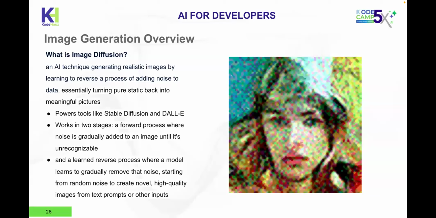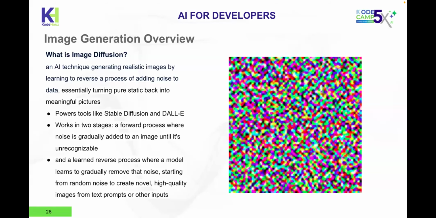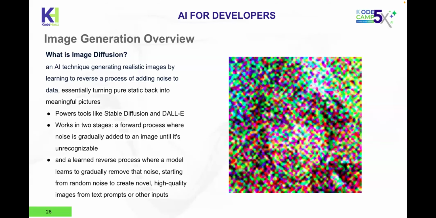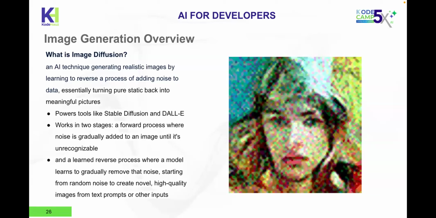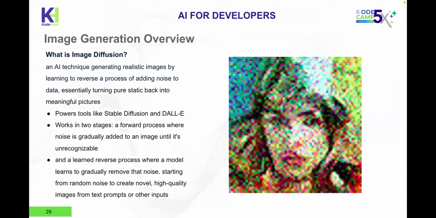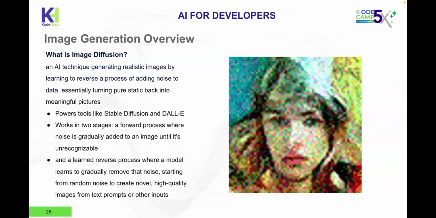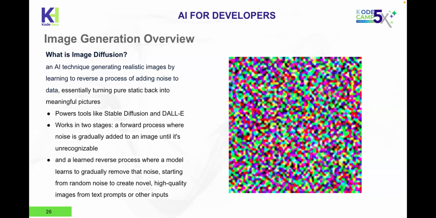noise to data, right? So essentially, you're turning the pure static, which you have there, back into a meaningful picture. So the diffusion approach is what is used for Stable Diffusion and DALL-E, like I mentioned, and it works in two stages. You have a forward process where the noise is gradually added to an image until it's unrecognizable, and then you have a reverse process where you train a model to reverse what was done during the forward process. So the model learns to gradually remove that noise, starting from random noise to create new novel high quality images from text prompts or other inputs.